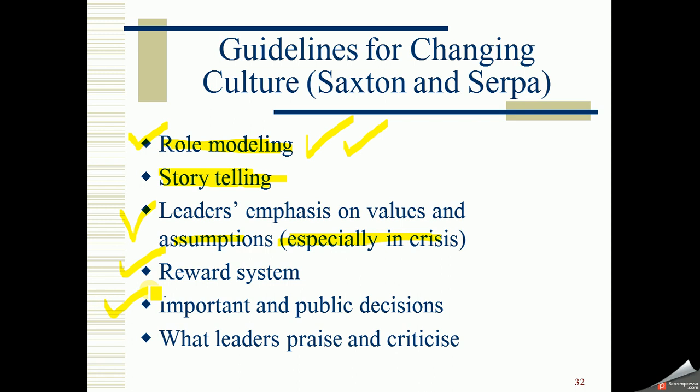Important and public decisions. So many times the public decisions that the company makes deliver a message to the people in the organization. Let's say that there's a crunch time in the organization, and let's say the first budget cut that they made was, let's say, in training. So they convey a message to the people that training is not as important as, let's say, some other stuff, right? So these important or public decisions convey a message to the employees.